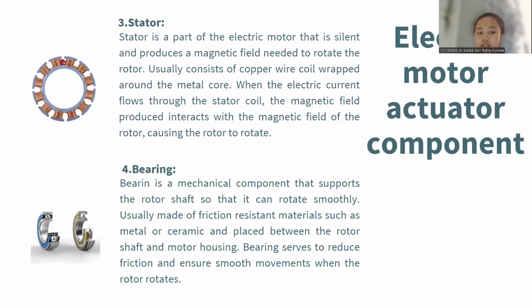For the fourth, bearing. A bearing is a mechanical component that supports the rotor shaft so that it can rotate smoothly. Usually made of friction-resistant material such as metal or ceramic and placed between the rotor shaft and motor housing. Bearings serve to reduce friction and ensure smooth movements when the rotor rotates.